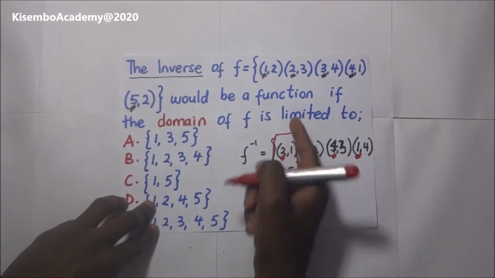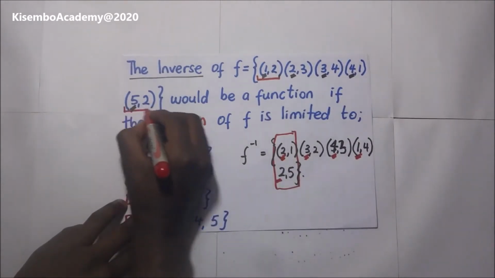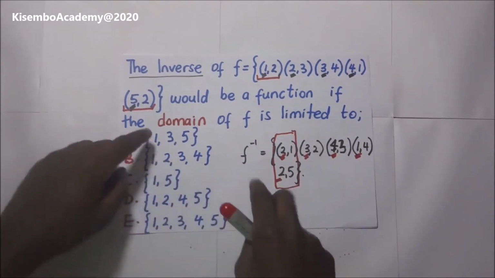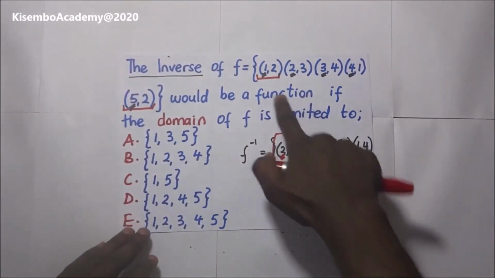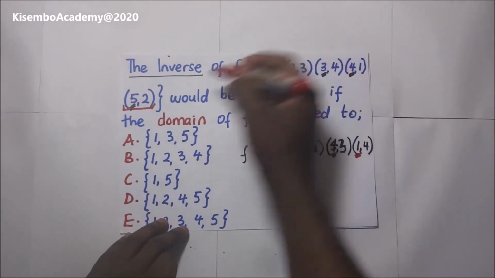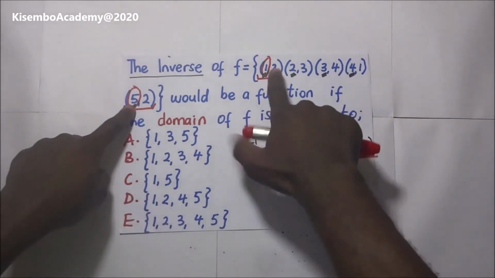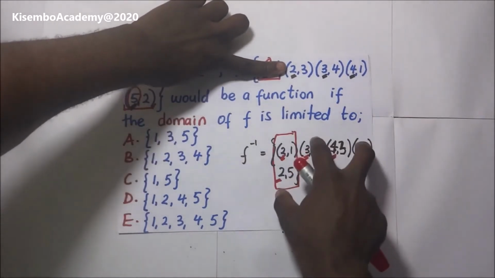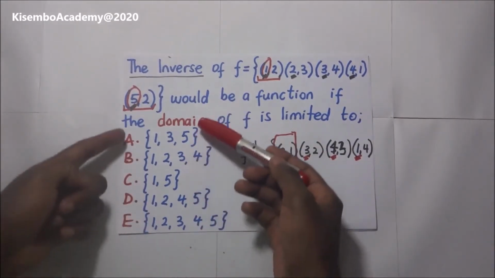If you come back, this 2 1 corresponds to this, and this 2 5 corresponds to that. So if this is to be a function, the domain of f should be limited. We either have to eliminate 1 or we have to eliminate 5, one of those two. If we eliminate 1 and therefore kill this point, the inverse would be a function, or we eliminate this. So we'll come here and see which one has been eliminated in our answers.